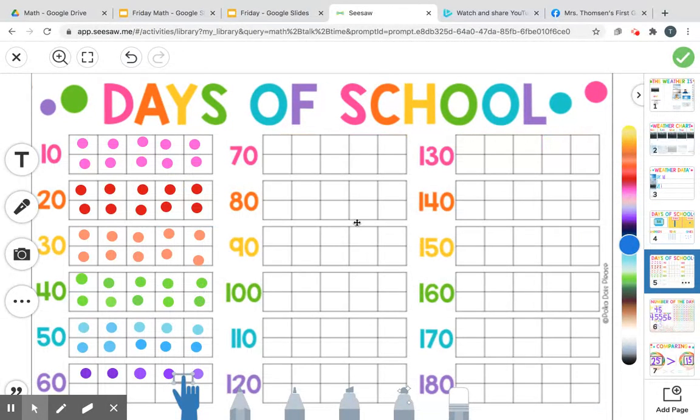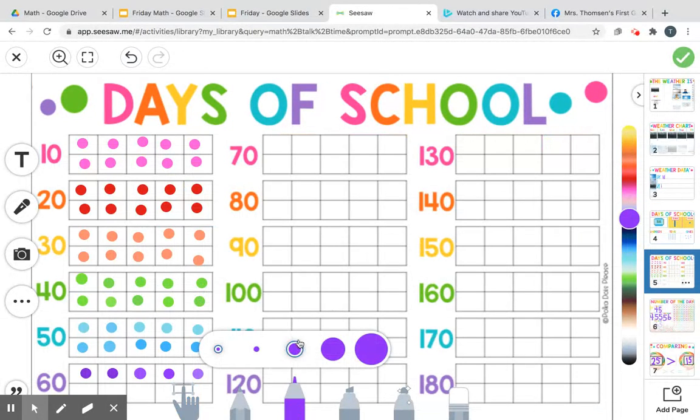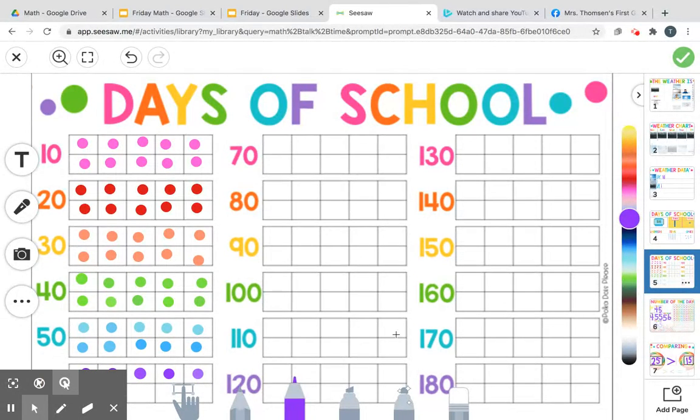So let's come down here and add a dot to our days in school chart. All right, let's come right here and we're going to add a little dot. There it is. So we got 10, 20, 30, 40, 50, 60. I mean, I went too far. 10, 20, 30, 40, 50. I can't say 60 yet because this one's not full. So I have to say 50, 51, 52, 53, 54, 55, 56. 56 days of school, guys.